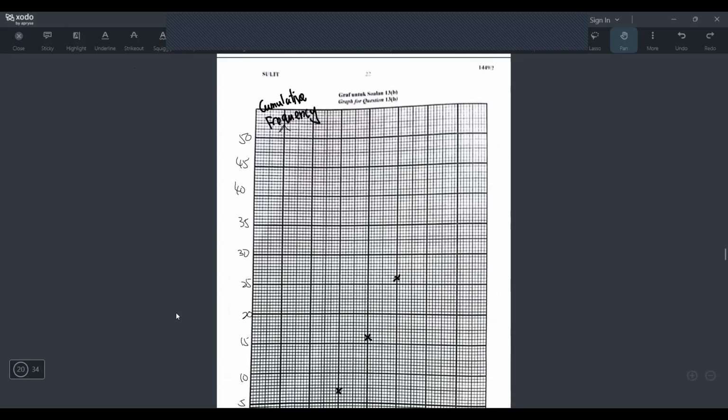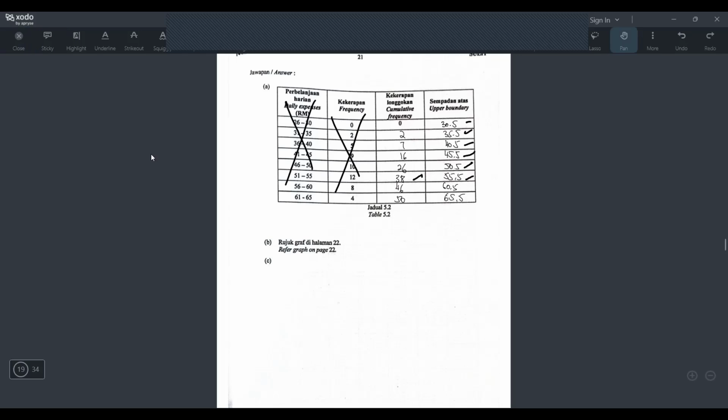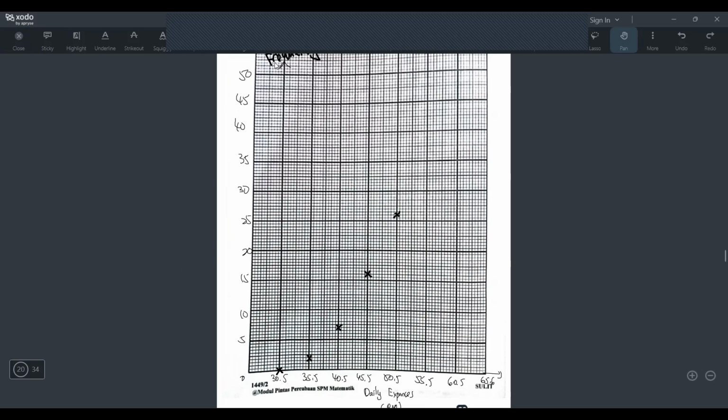Yeah, it's here. Okay, sometimes I see students when they plot the ogive they only look at this. No. You have to look at the upper boundary at the same time also. Okay, so look here too. So 55.5, 38. So 55.5 is here, 38. 38 is just below 40. Go down 2 boxes is 39, go down 2 more.